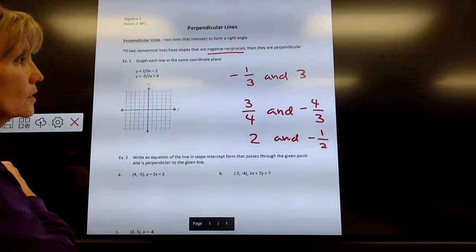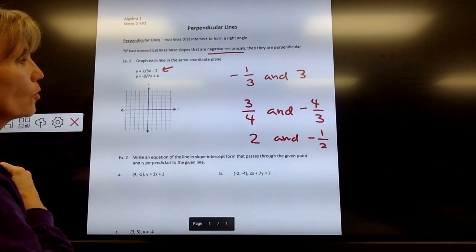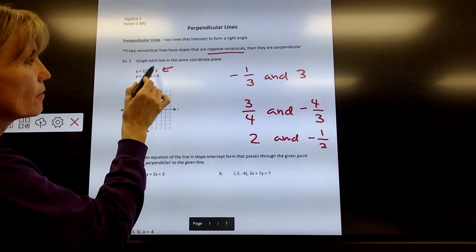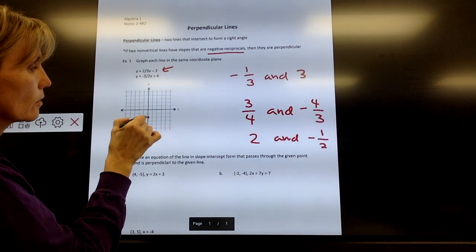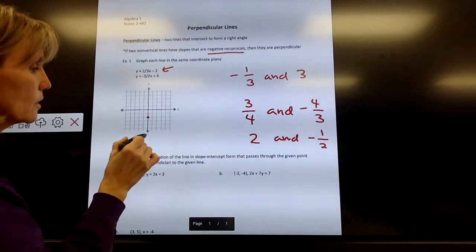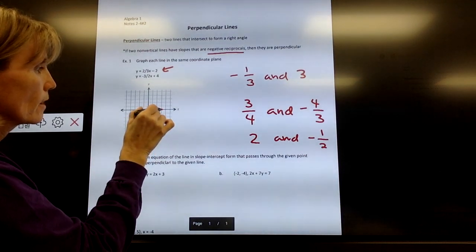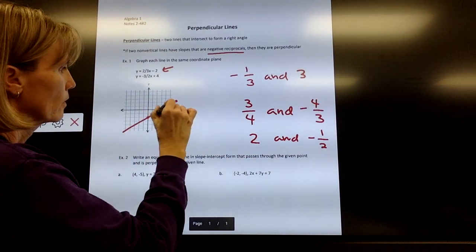Okay, so example 1, it says graph each line in the same coordinate plane. So this first equation is in slope-intercept form for me. So I'm going to start with the b value, or the y-intercept. It's going to cross at -2. And then it has a slope of 2/3. Well, the slope 2/3 means that I'm going to rise 2 and run 3. Rise 2 and run 3, about right here.